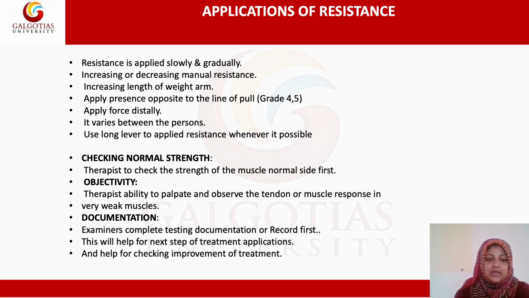Checking for the normal strength: the therapist should check the strength of the muscle on the normal side first. Then objectivity: the therapist's ability to palpate and observe the tendon or the muscle response in very weak muscles. Then documentation: examiners complete testing documentation of record first. This will help for the next step of treatment application and for checking improvement of the treatment.